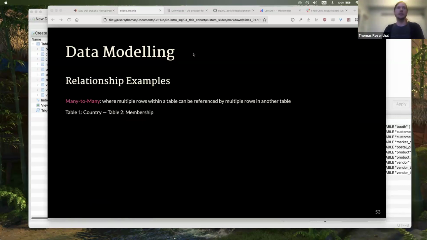Now about many to many here. This is where multiple rows within a table can be referenced by multiple rows in another table. So let's take, for example, country and membership, and let's define what European membership means for countries.